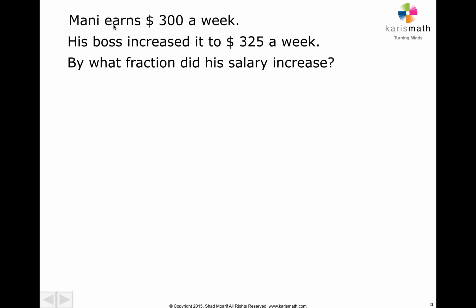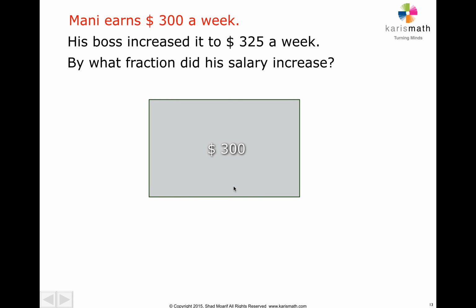Word problem. Manny earns $300 a week. Okay, that's the total amount that he earns. And his boss increased it to $325 a week. So how much extra would you add here to make it what? That's right. You want to add another $25 here so that we know how much he increased it by. So he increased it by $25. So this total thing is $325.